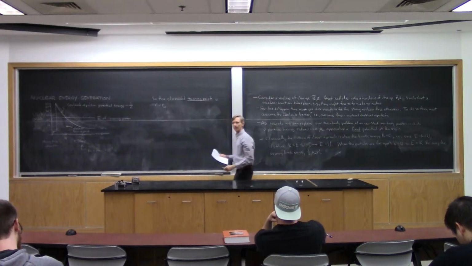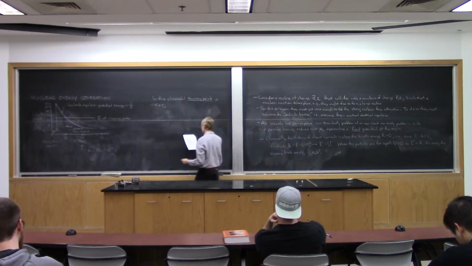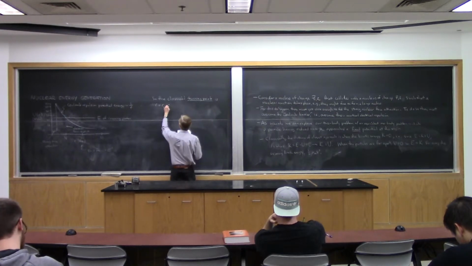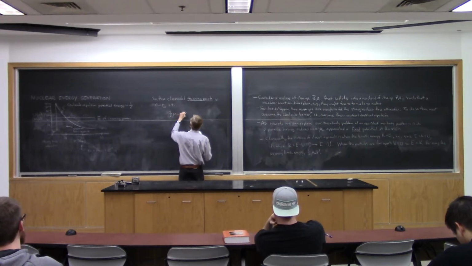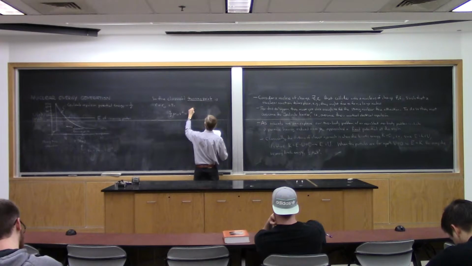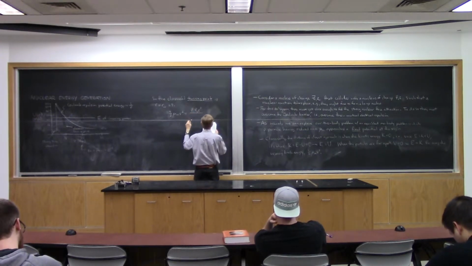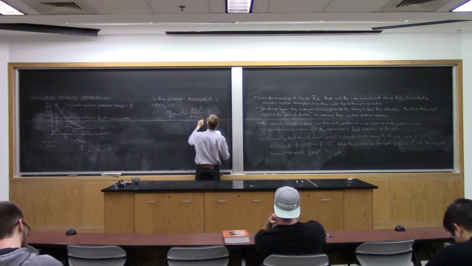Which we'll call R classical, is R equals R classical such that 1/2 mu v squared is equal to their potential energy of interaction, which will be the product of their charges divided by 4 pi epsilon naught R classical.